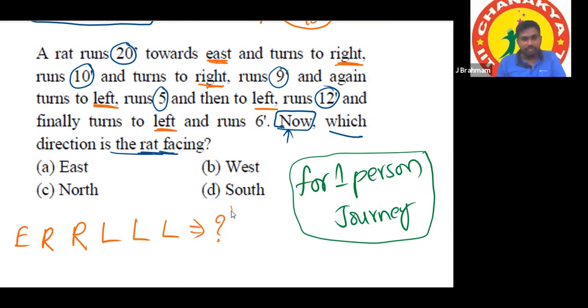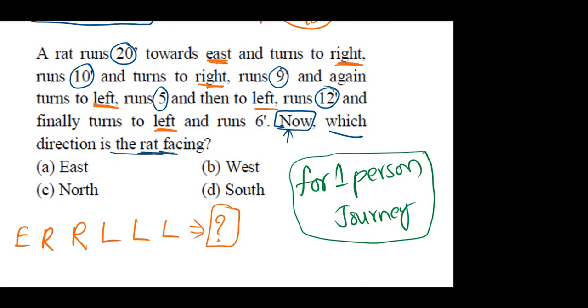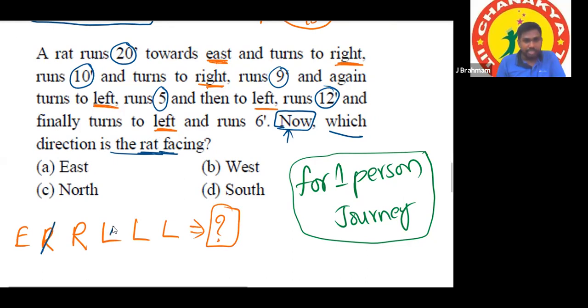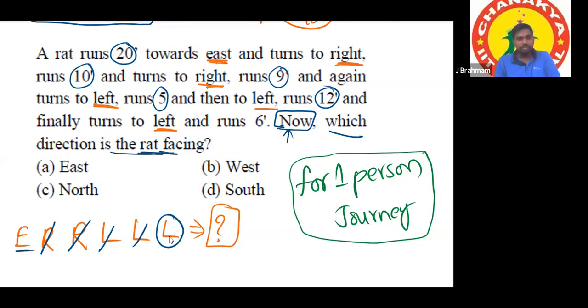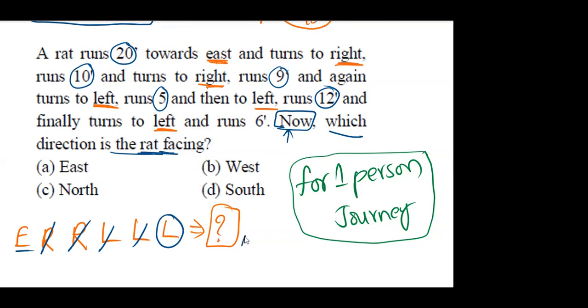And what is the final facing direction? That is the question. So what can we do here? We can cancel the right and left pairs directly, and simply one left from east is our answer. One left from east is north. That's the answer.